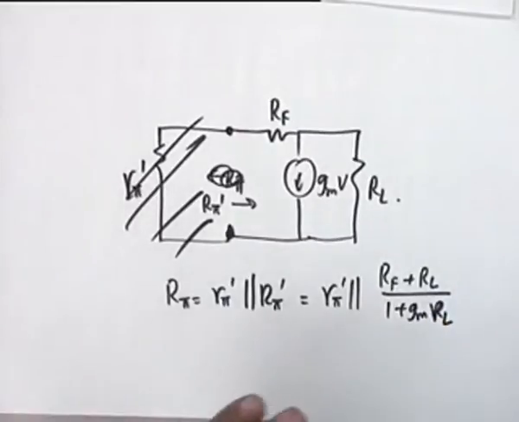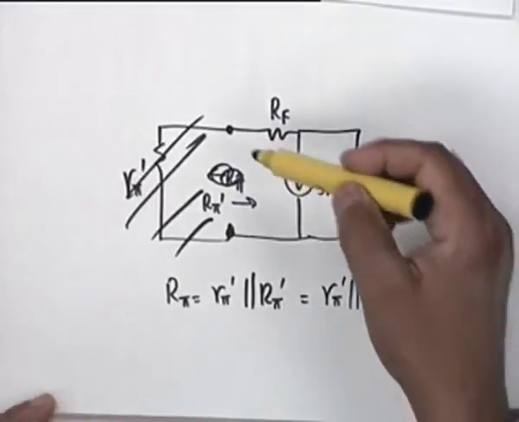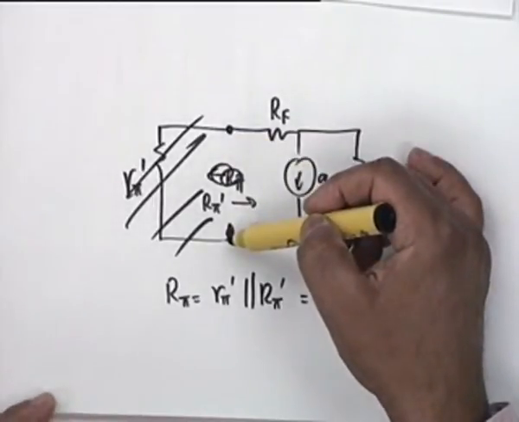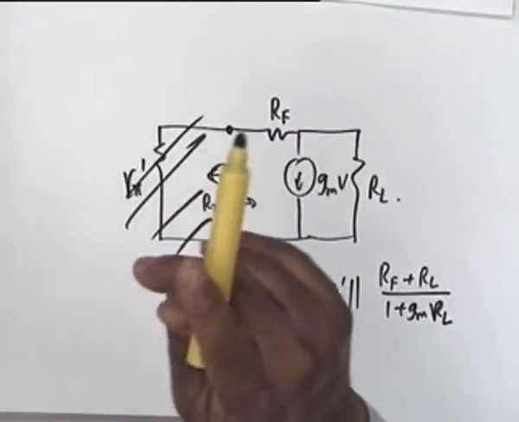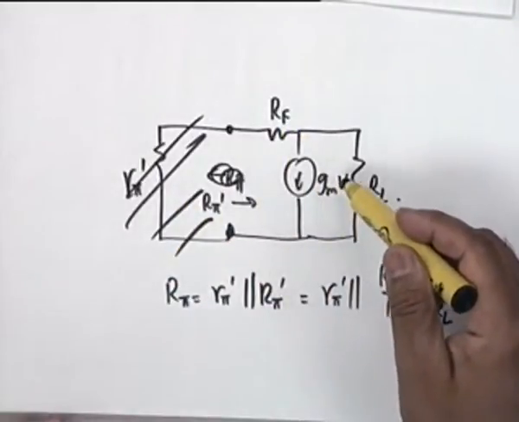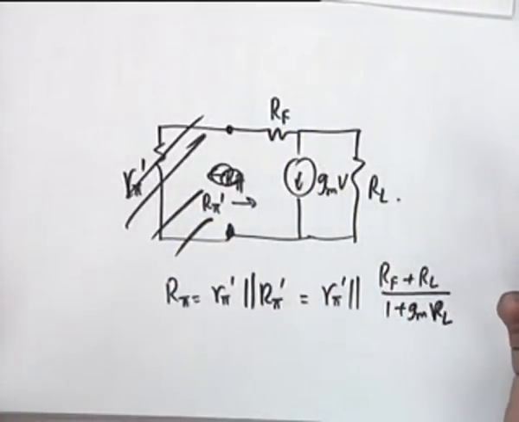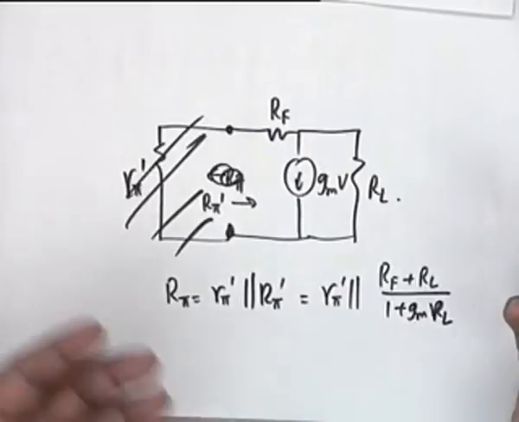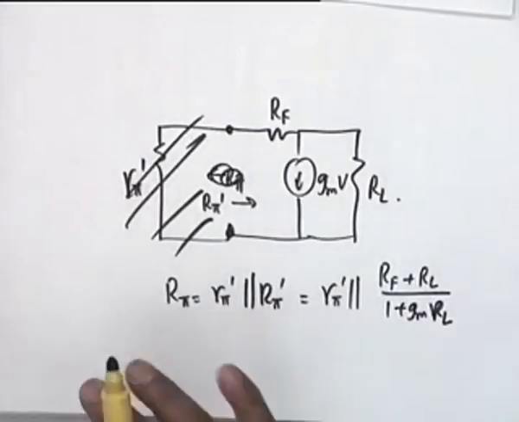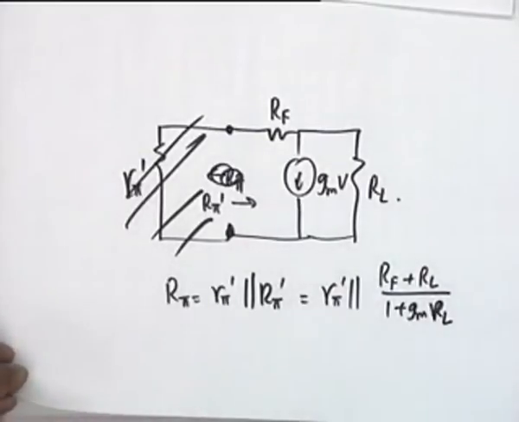This we have done again and again. If you don't remember the result, it's not too bad. What you do is, this is V, convert this mentally into a Thevenin equivalent. So you get GMRL V, right? And therefore the equivalent source is V plus GMRL V, and the equivalent resistance is RF plus RL. All this can be done mentally. It's not too complicated.